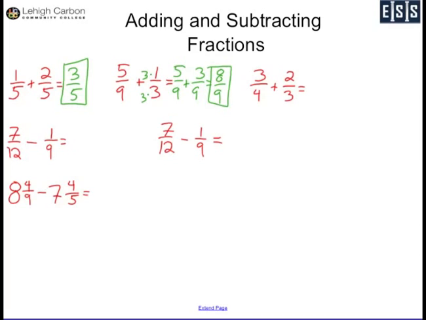3/4 plus 2/3. Common denominator for fourths and thirds. 4 and 3 can make 12, so we do 4 times 3, 3 times 3, and you get 9/12. For this one, we'll do 3 times 4 and 2 times 4, and get 8/12. 9 plus 8 is 17/12, which is 1 and 5/12.